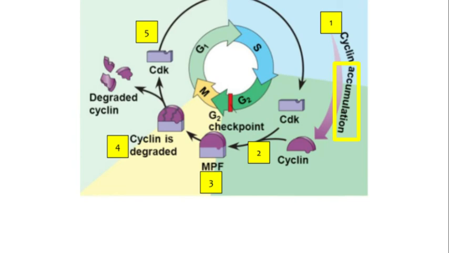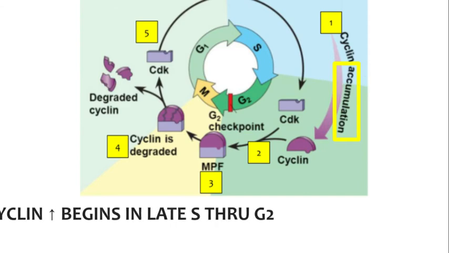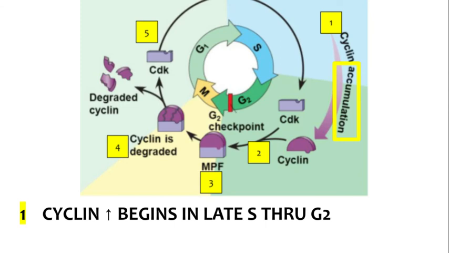So let's talk about this process in a little bit more detail. You have this diagram, and I've created a little chart where you can take some notes. Let's start here at number 1. In number 1, we see that the concentration of cyclin is accumulating. So the concentration is getting larger. The concentration of cyclin increases during late S, so after we copy the DNA, and it continues through G2. So during that last spurt of growth before we actually start mitosis, the cell's building up these cyclins.